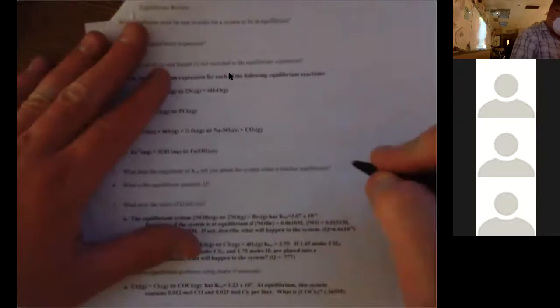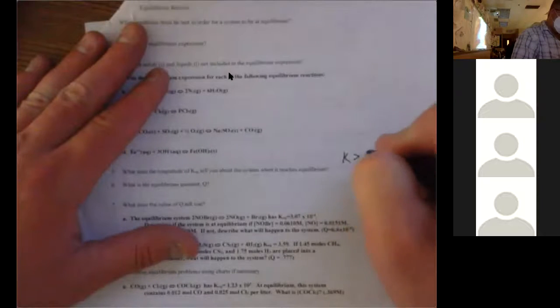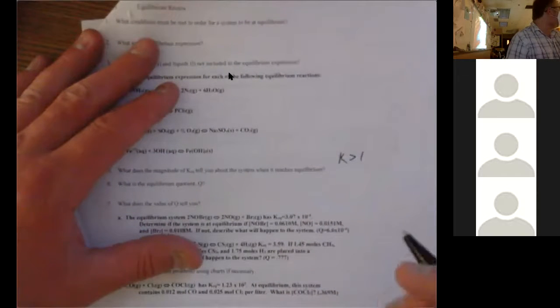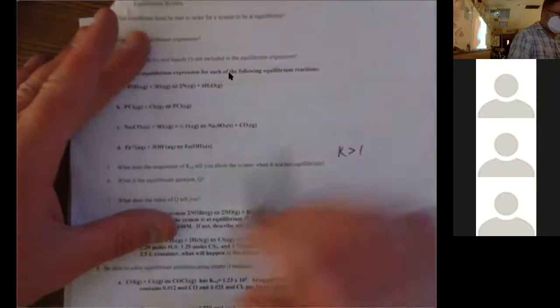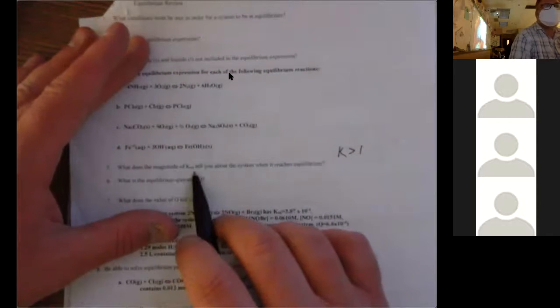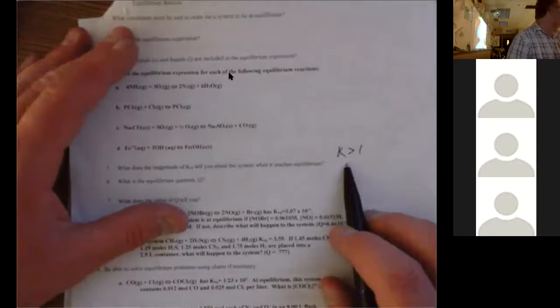So let's take a look. Any questions 1 through 5? Yeah, for 5. So the magnitude of K, if K is greater than 1, what are favored at equilibrium, products or reactants? Wait, I'm at 5. Yep. The magnitude of K. If magnitude means like the number, right?